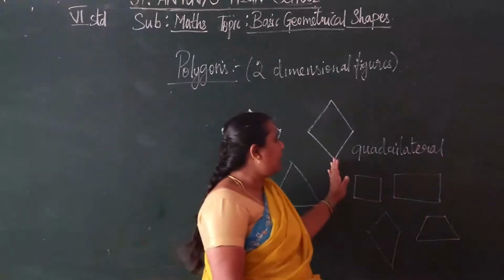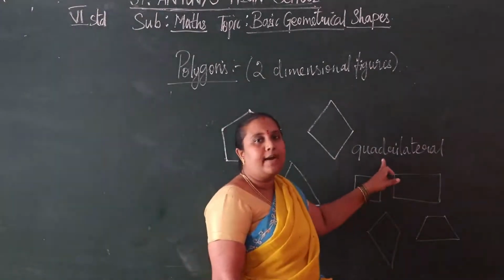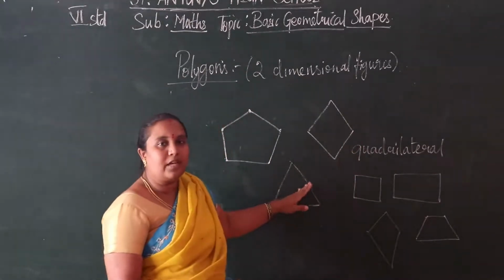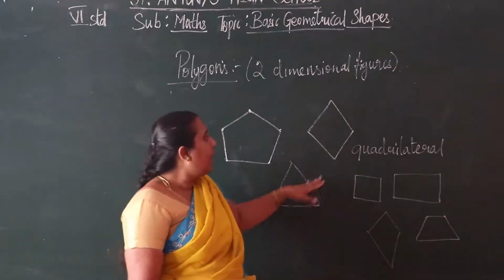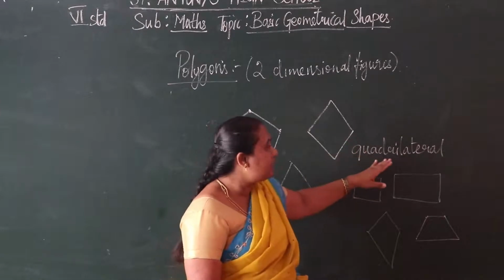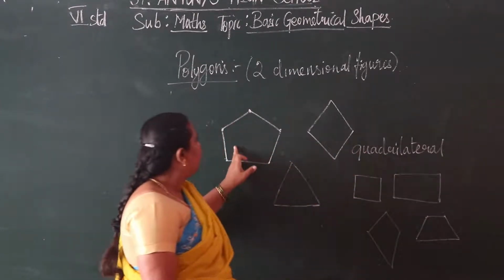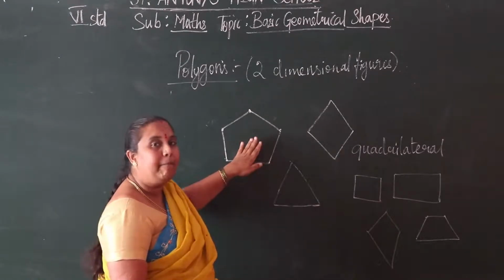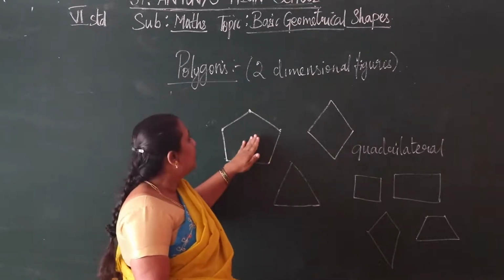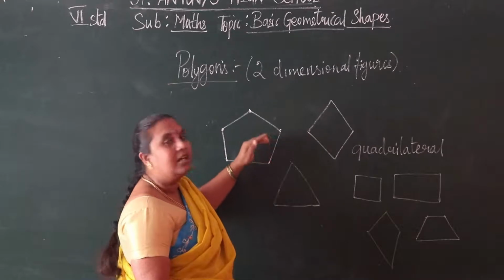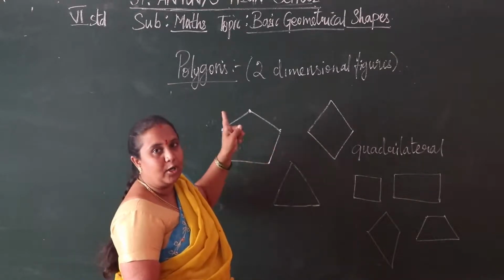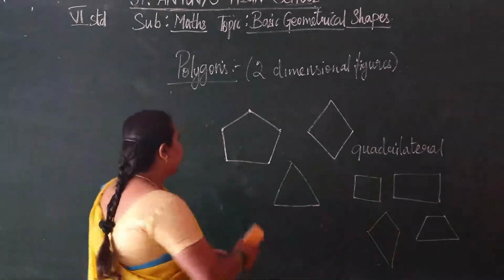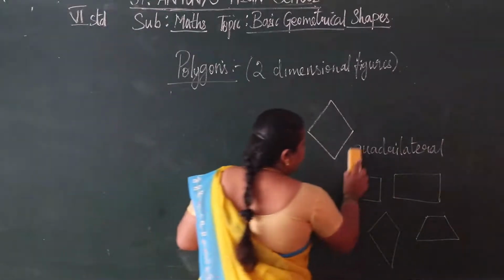See, any four-sided figure we can say it is a quadrilateral. Here this is a three-sided figure, we can say it is a triangle, and a four-sided figure is a quadrilateral, and then a five-sided figure, the name of the five-sided figure is pentagon. So here let us see about the parts of the polygons. What are the parts of the polygons? Let us take an example.